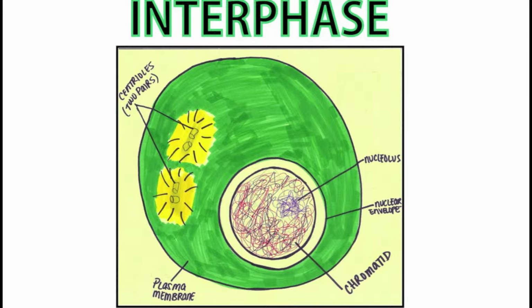In G1, the cell increases in mass in preparation for cell division. S phase is the period in which DNA is synthesized. In G2, the period after DNA synthesis has occurred but prior to the start of prophase, the cell synthesizes proteins and continues to increase in size.